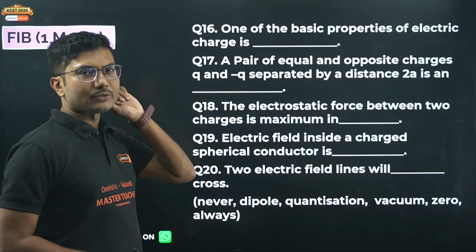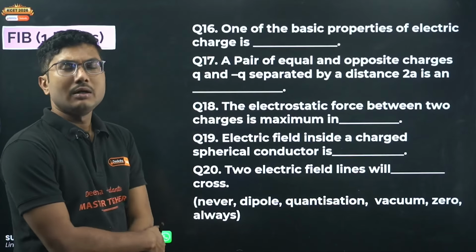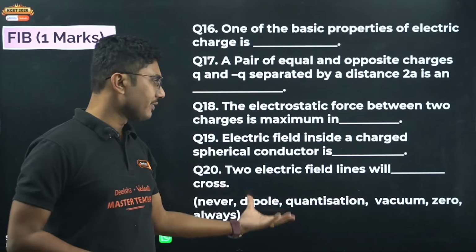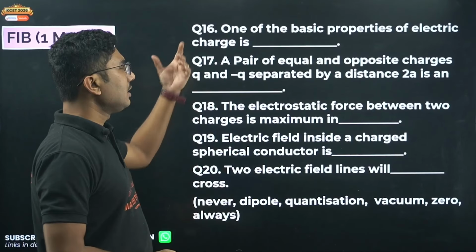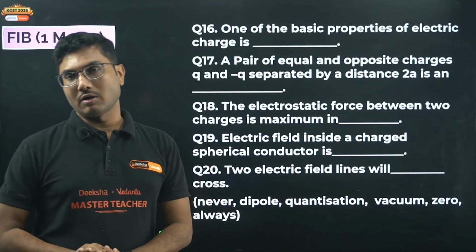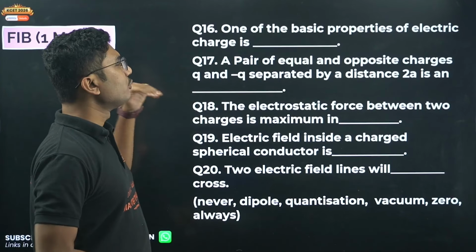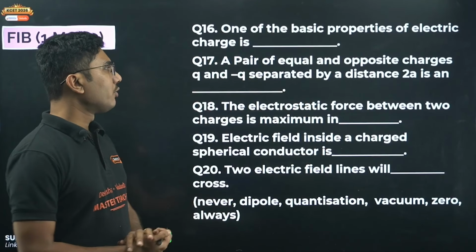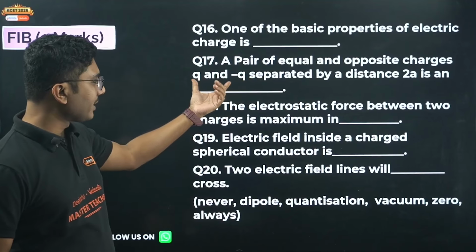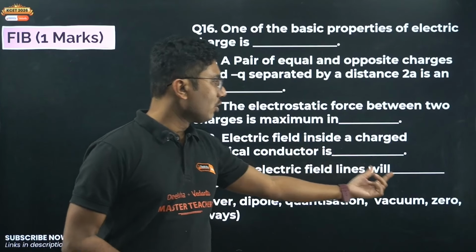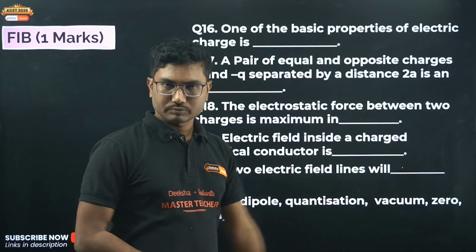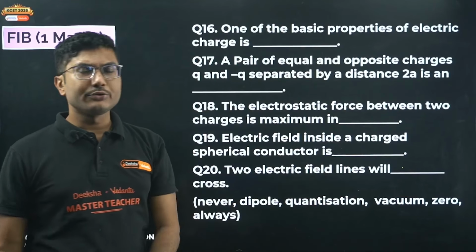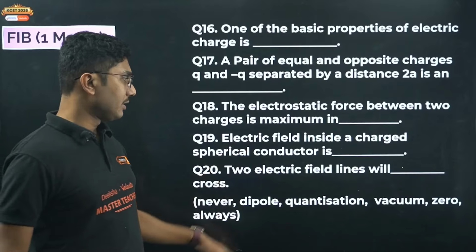So sometimes what happens, some of the fill in the blanks we can directly tell by reading them, without even reading the options. Some of the fill in the blanks we do need options to answer. So first of all, you pick up the questions where you can directly answer the fill in the blanks. For example, I know this will be a dipole, this will be a 0 and this will never cross. So these three are easily answerable. For the remaining ones we need to check the options.